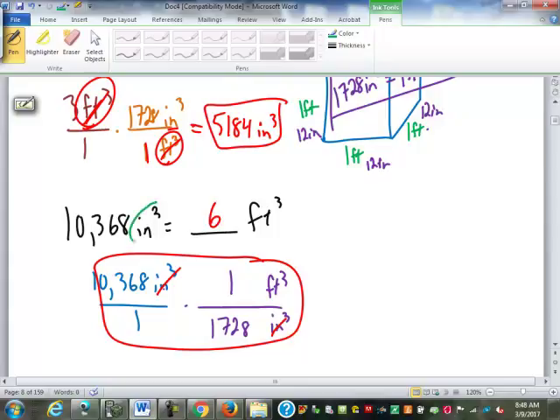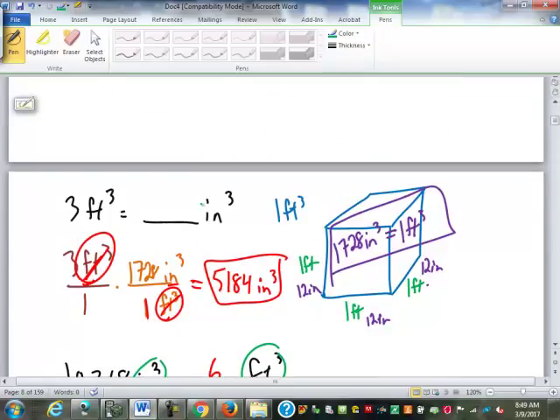But we're going from cubic inches to cubic feet. Are the units getting bigger or smaller? Units are getting bigger, right? From inches to feet. So the number has to get smaller. So we're going to divide by whatever the conversion is. Here, we went from cubic feet to cubic inches. The units were getting smaller, so the number has to get larger. Because the overall value has to stay the same.